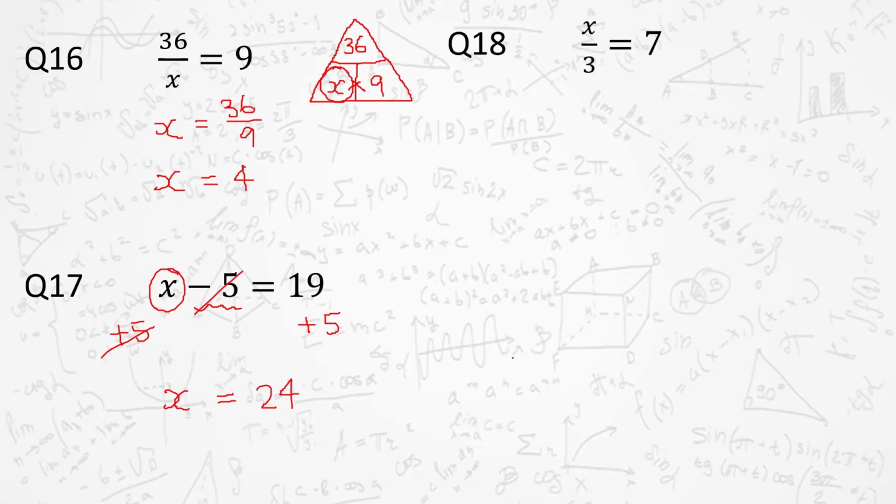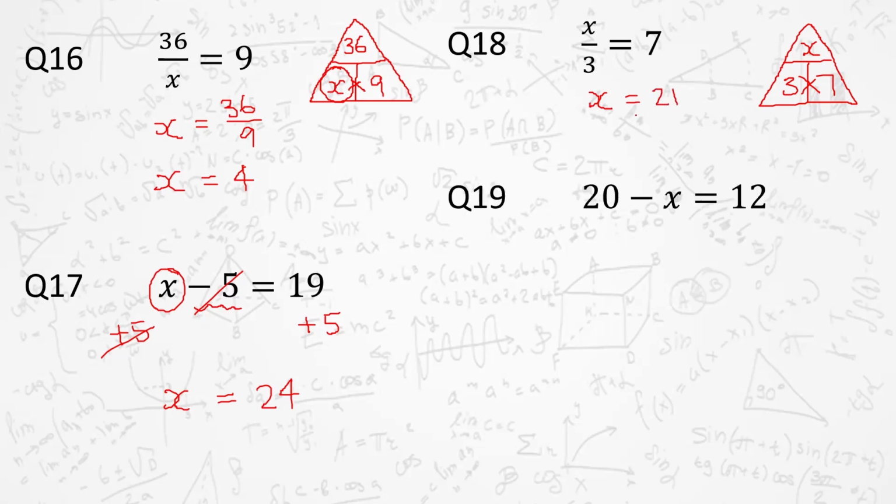Question 18. Again, we have a fraction, so let's try this. x on the top, 3 and 7. So x equals 3 times 7. So x equals 21.